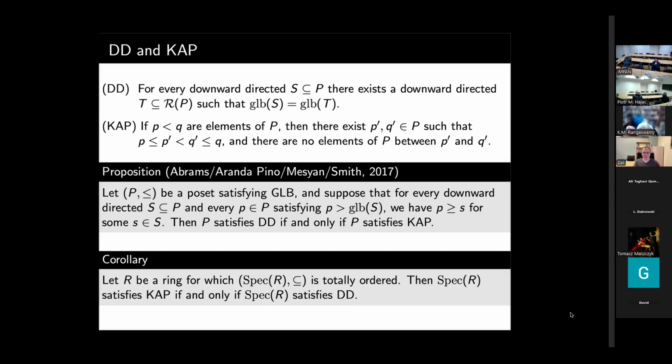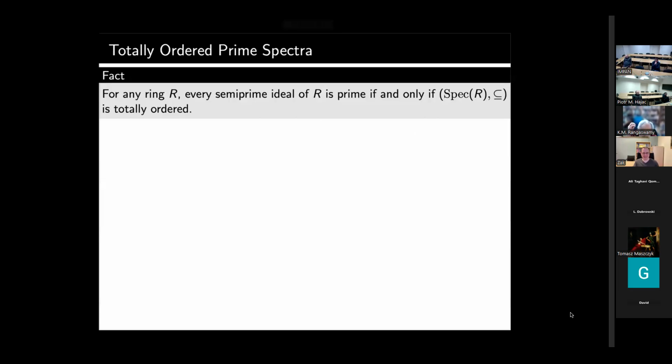From there, we didn't have any hope of completely describing all the partially ordered sets that can be realized as prime spectra of Leavitt path algebras, but we thought, well, in the case of totally ordered sets, maybe we can, and we did. That's where I want to go from here, looking at rings with totally ordered prime spectra. You can show that this happens if and only if every semi-prime ideal is prime.